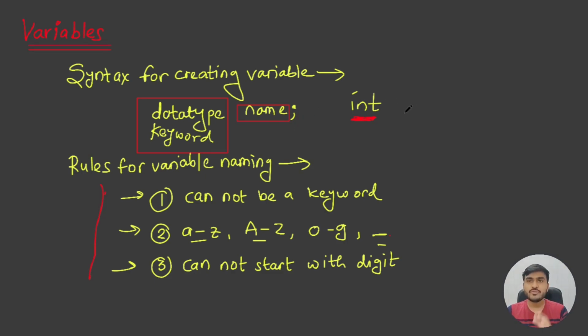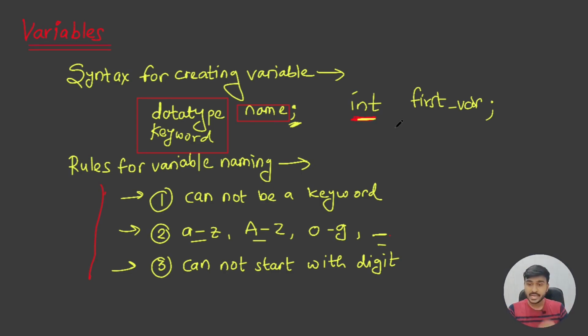So let me give one name for the first variable. I'll name it as first var. I'll write first underscore var. And after this, you have to give semicolon. So this is very important. This is part of the syntax. So what is the variable name that we are creating? The name of the variable is first underscore var. This is a valid variable name as per these 3 rules, right? What is the data type? The data type is int. So yes, this is the first variable that we have created.